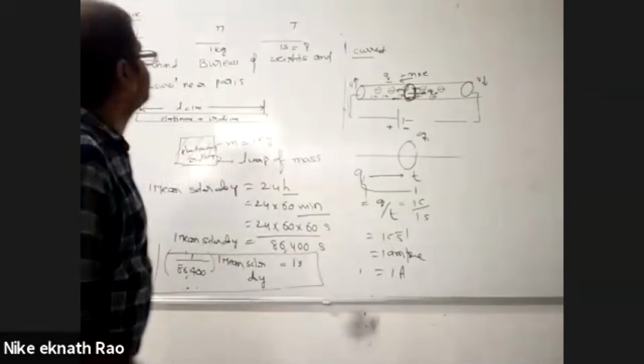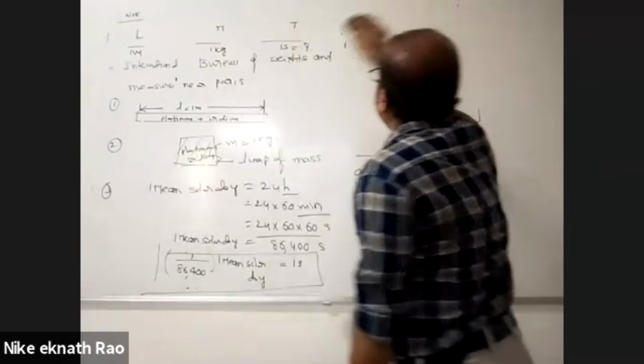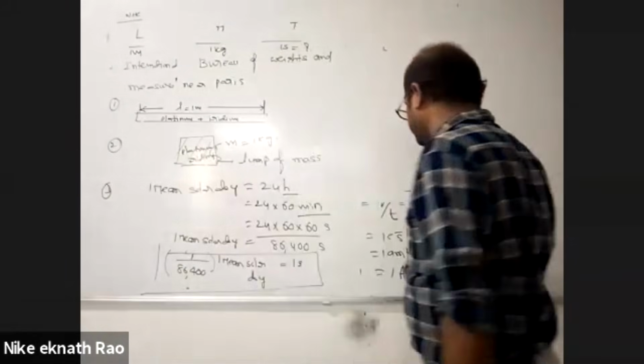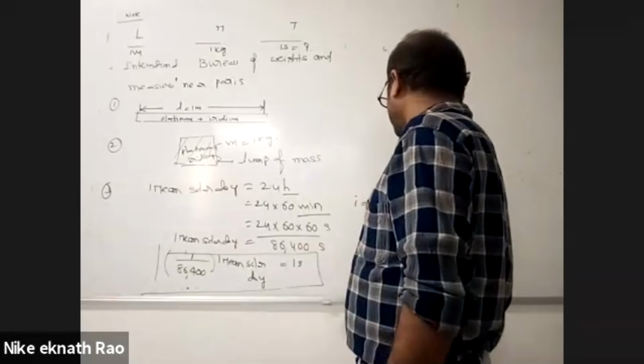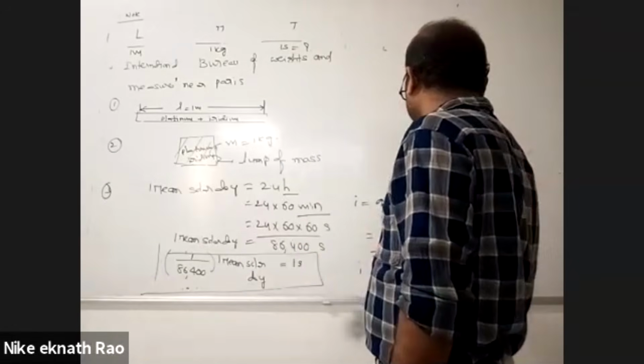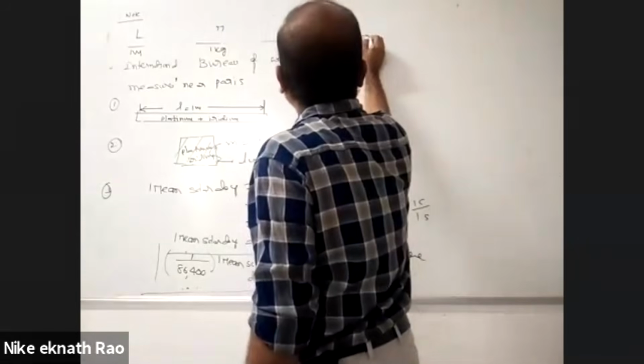Current, also 1 coulomb per 1 second is called 1 ampere. And other quantities which depend on these quantities are called derived quantities. So the next heading you can write down as derived physical quantities.